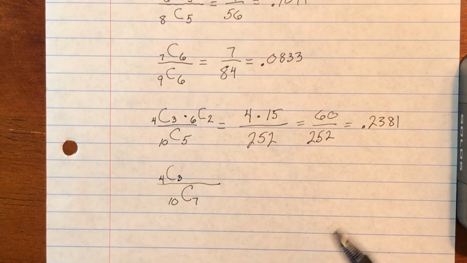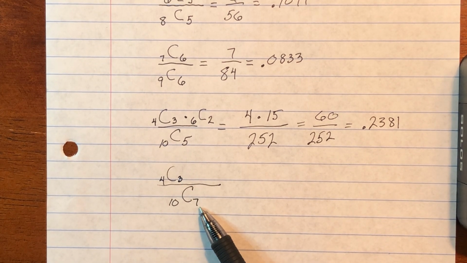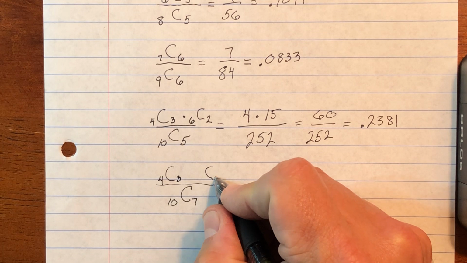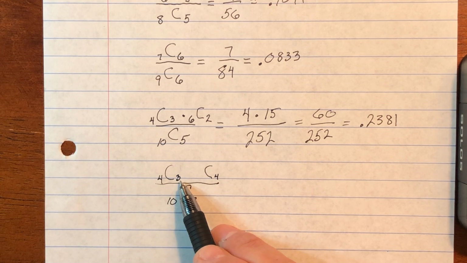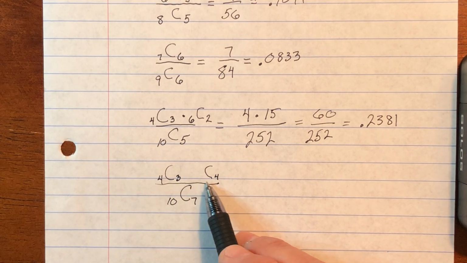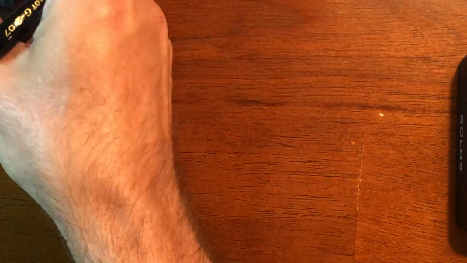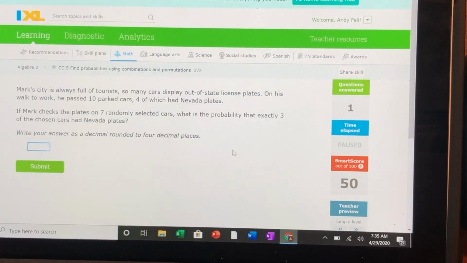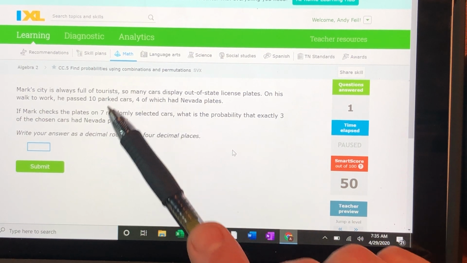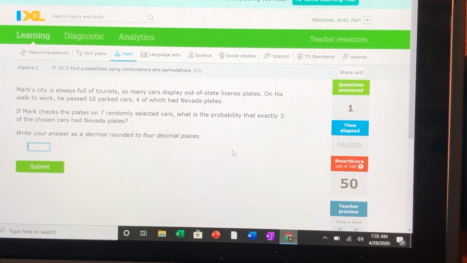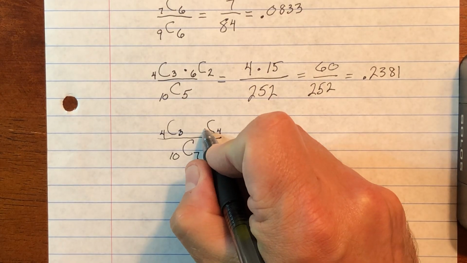Now look at what we've selected. We've selected 3, but how many are we selecting total? 7. That means we have to choose another 4, right? These 2 numbers really have to add up to that number. We're choosing 3, we're choosing 4, we're choosing 7 total. Well, how many non-Nevada plates are there? Let's go back and see if we can reread the problem. If there are 4 cars that have Nevada plates and there are 10 cars, that means that there are 6 cars that do not have Nevada plates. So when we go back here, when we're figuring out we're choosing 4 non-Nevada plates, there are 6 to choose from.